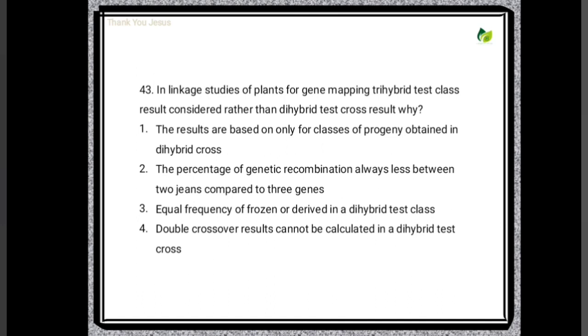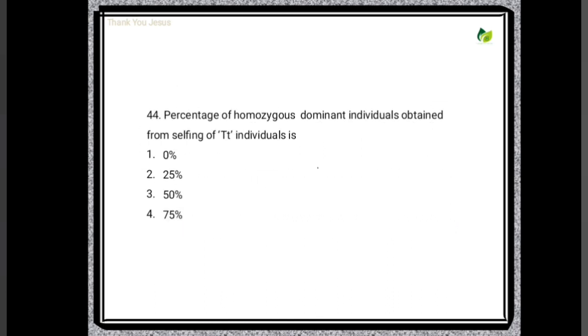In linkage studies of plants for gene mapping, trihybrid test cross results are considered rather than the dihybrid test cross results. Why? The results are based on only four classes of progeny obtained in dihybrid cross. The percentage of genetic recombination is always less between two genes compared to three genes. Equal frequency of parental or recombinant in a dihybrid test cross. Last option, double crossover results cannot be calculated in a dihybrid test cross. The correct answer is the last one, double crossover results cannot be calculated in a dihybrid test cross. Let's see the next question.